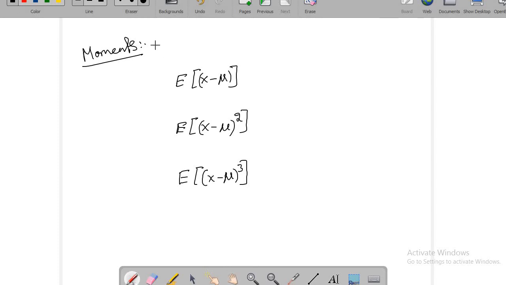So let us talk about moments of a random variable. So that's what I mean. You'd like to see what is the expected value of x minus nu, and expected value of x minus nu whole square, expected value of x minus nu whole cube and all. And these are what we will define to be moments. And this is what we call first central moment, whereas this one we call second central moment.